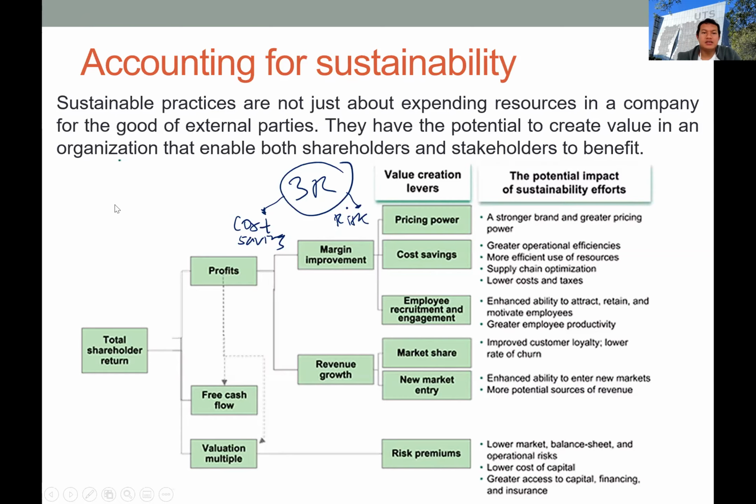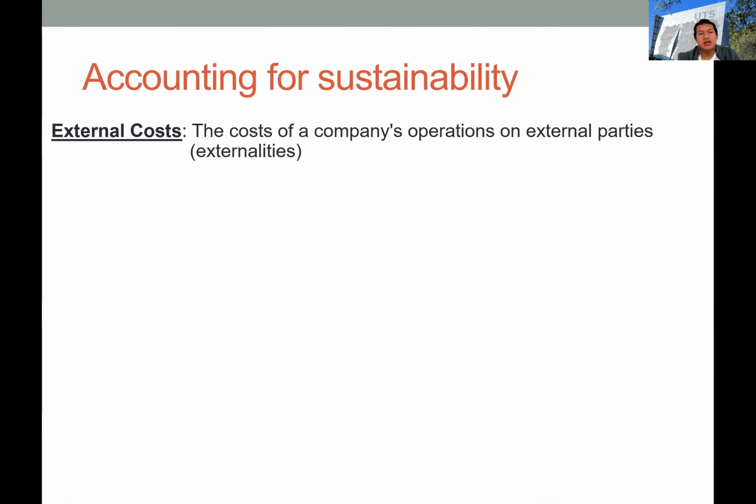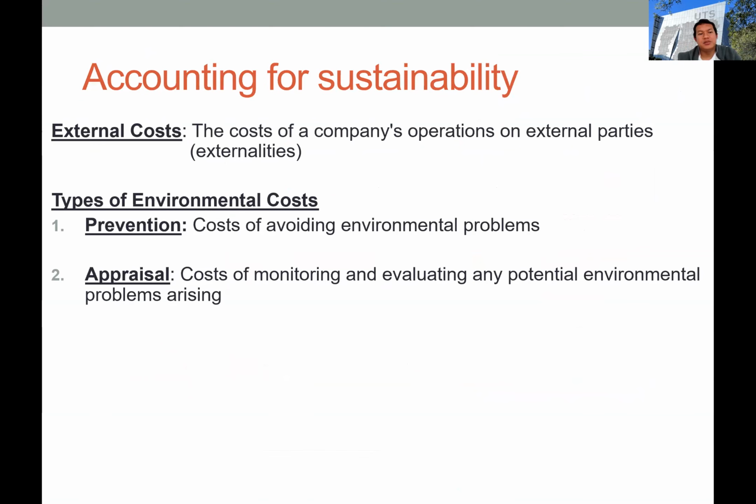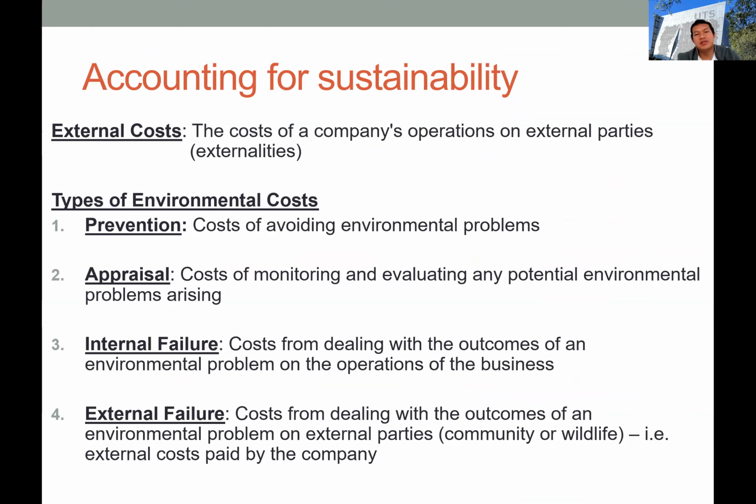Okay, the next concept that you should memorize from this topic is the types of environmental cost. We have two types of environmental costs. The first one is the external cost. This is basically the cost borne by external parties because of the company's operations. We also call this externalities in economic terms.